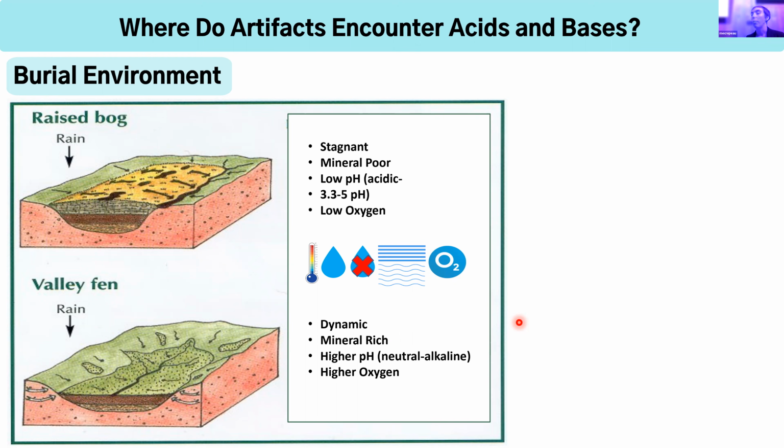Whereas a fen, a lot of people are always asking me what the difference between a bog and a fen is. Well, a fen is a lot more dynamic. There's a lot more flowing of water, a lot more circulation, and a lot more mineral enrichment as a result of that flow. There's all kinds of things being deposited more constantly that can help buffer that environment.